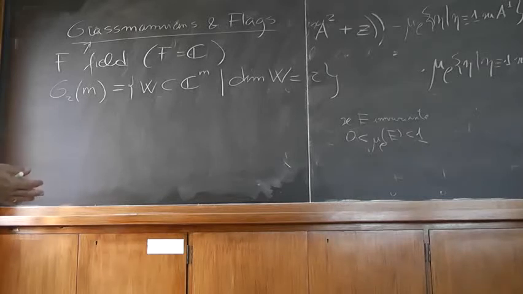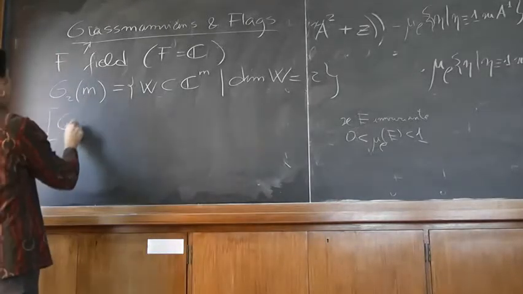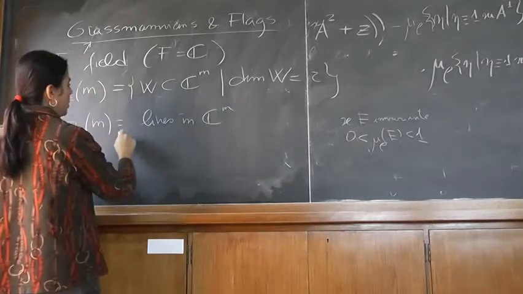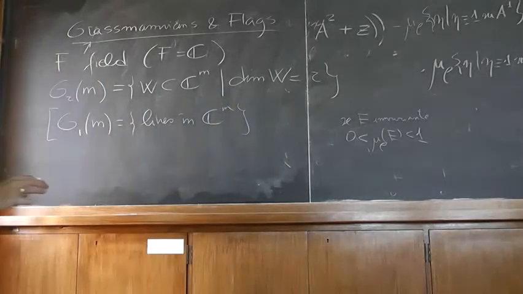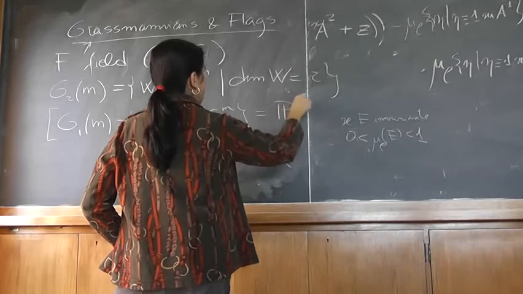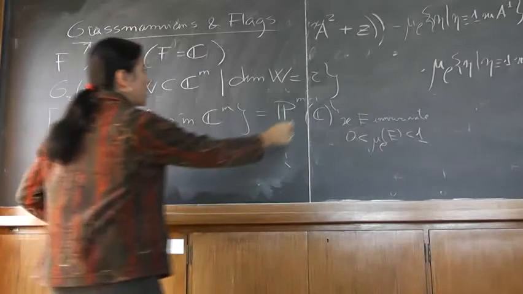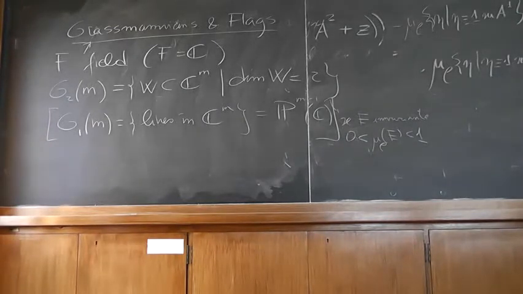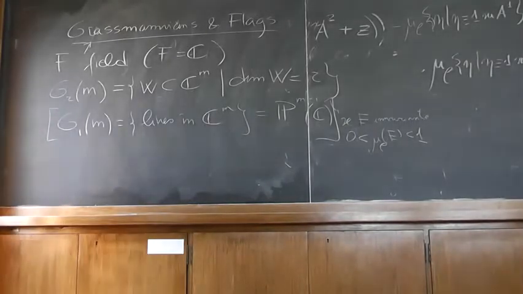Now, we know already, elementary geometry gives an example of this. For example, G(1,m) consists of all the lines in C^m through the origin, right? And this is identified with a projective space. So in this special case, this is P^(m-1). So we have already encountered this in a simple geometry course. If I'm looking at the lines in C^2, this would be the projective line, right? So you go down by one dimension.